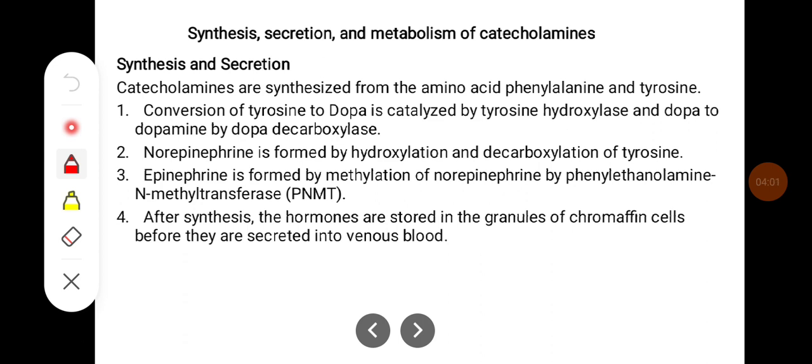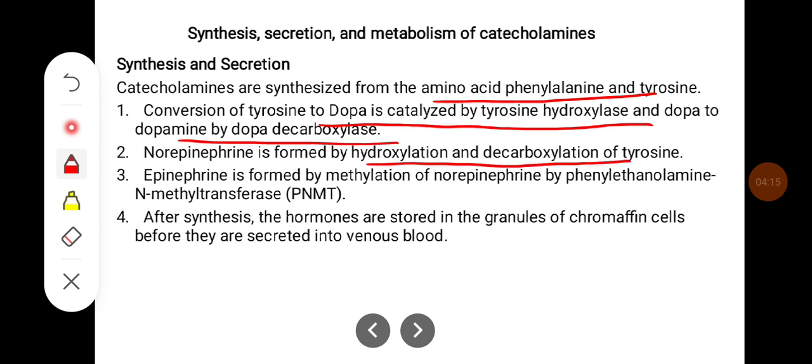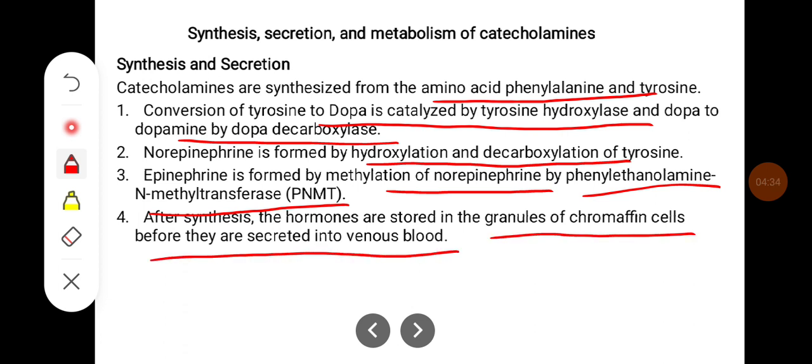Catecholamines are synthesized from the amino acid phenylalanine and tyrosine. Conversion of tyrosine to dopa is catalyzed by tyrosine hydroxylase, and dopa to dopamine by decarboxylase. Norepinephrine is formed by hydroxylation of dopamine. Epinephrine is formed by methylation of norepinephrine by phenylethanolamine N-methyltransferase, that is PNMT. After synthesis, the hormones are stored in the granules of chromaffin cells before they are secreted into venous blood.